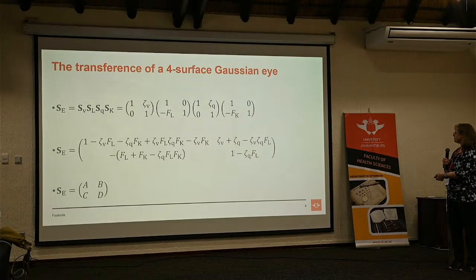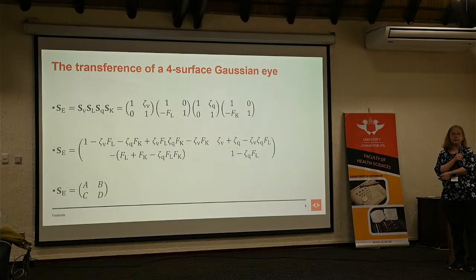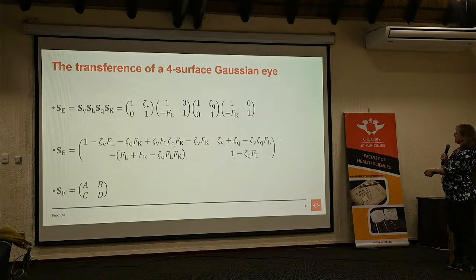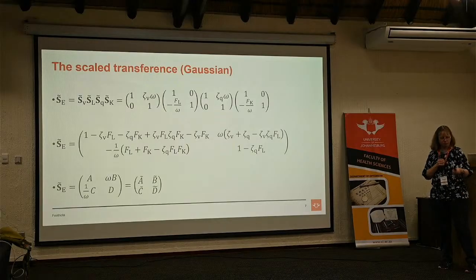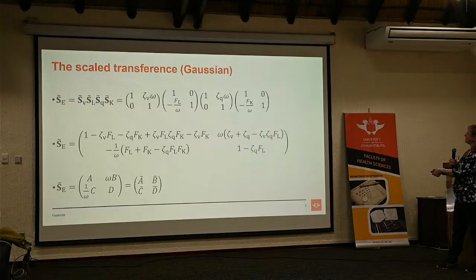So D is pretty simple. C we are expecting to be negative the power of a thick lens. B has lots of reduced distances and only the power of the lens. And A includes all 4 parameters: both lens power, corneal power, and reduced distances. And so that's just what it looks like. And then we scale it. So we've got scaling factors in throughout and multiply out. And this is what we obtain.